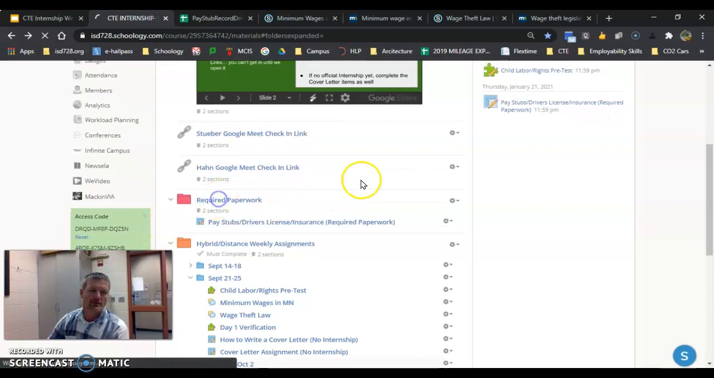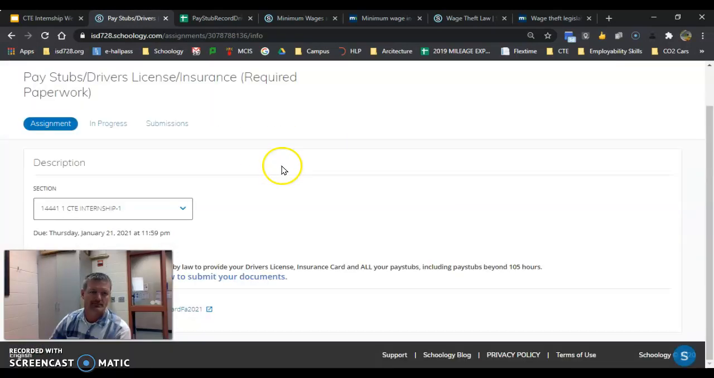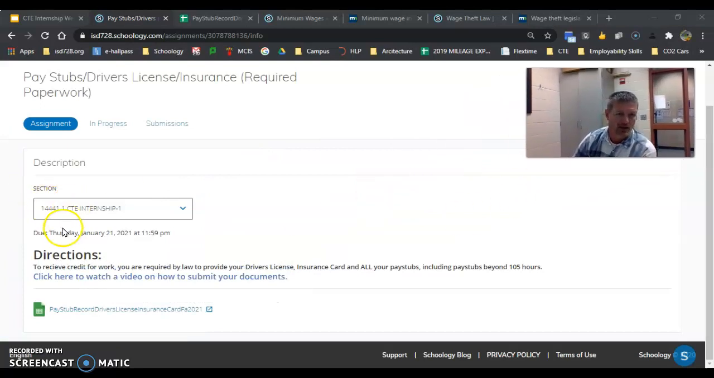Required paperwork. First thing, we're going to click inside required paperwork: pay stub, driver's license, insurance. Yours is going to look like this now. I'm going to move myself over. Directions: to receive credit for work, you're required by law to provide your driver's license, insurance card, and all your pay stubs. All your pay stubs, not just up to 105 hours or 80 hours, whichever.